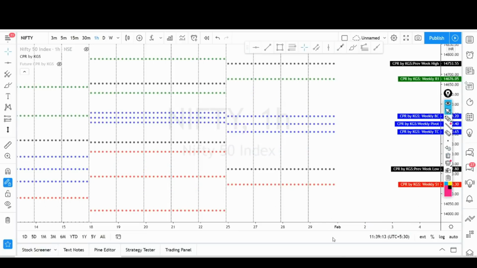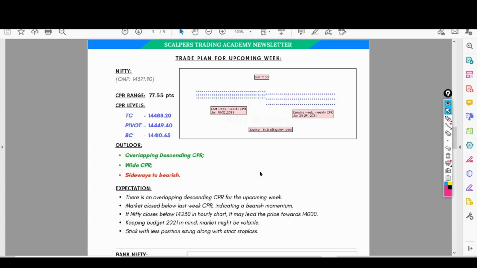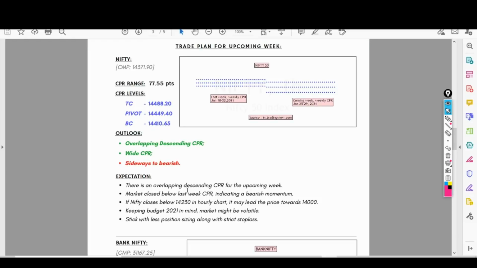Now, what is our expectation for the week? So I have given here, very crisp and clear, within a few points. There is an overlapping descending CPR for the upcoming week. Market closed below last week's CPR, indicating a bearish momentum.